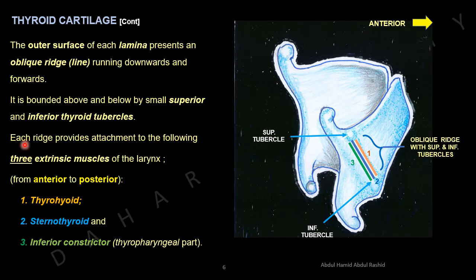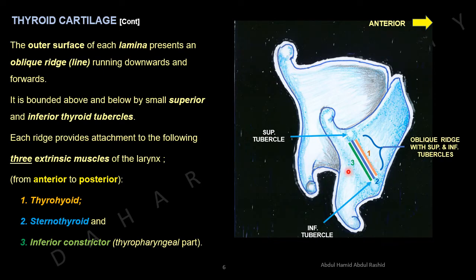Each thyroid ridge provides attachment to the following three extrinsic muscles of the larynx, from anterior to posterior. That is, number 1, thyrohyoid muscle, number 2, sternothyroid muscle, and number 3, inferior constrictor, that is, the thyropharyngeal part of the inferior constrictor muscle.